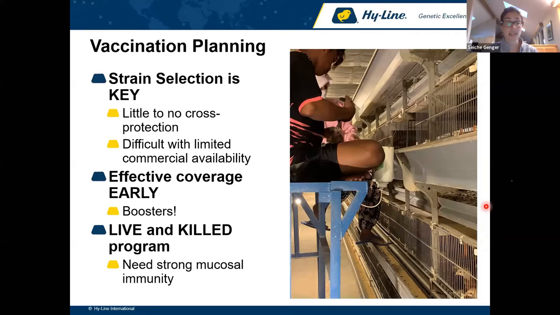And it's the same if you gave a QX type vaccine and then had a Massachusetts type challenge. So that's true of all these different serotypes, which makes life very complicated. It's really tough in India because I believe most of your commercially licensed products are just Massachusetts, which means you don't have the availability of other strains to get yourself some more cross protection.